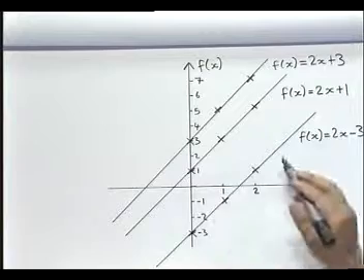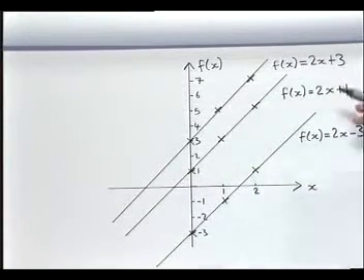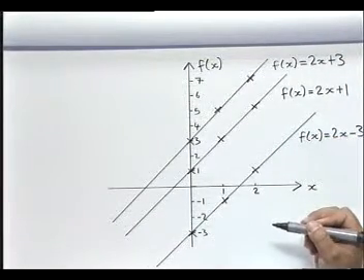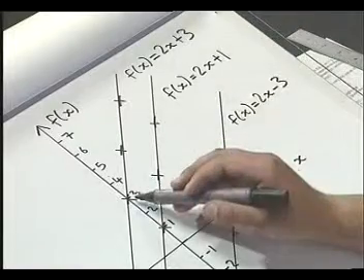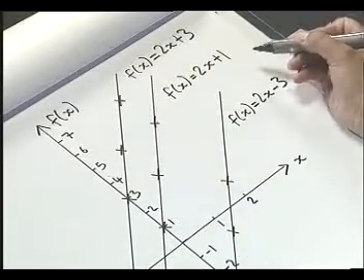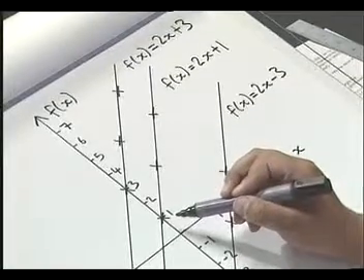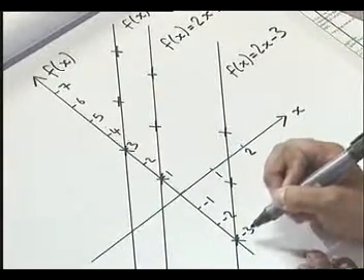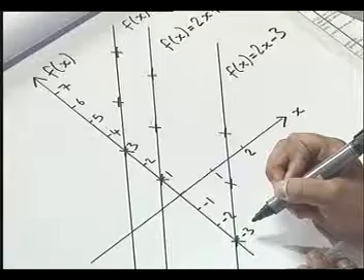Okay, first thing we notice here is that all the graphs are parallel. In fact, they have the same gradient. And that's because, in each case, the value of a was 2. So all the graphs have a gradient of 2. And we also notice that as we varied b, when b was 3, the graph of the function went through 3 on the f of x axis. When b was 1, the graph of the function went through 1 on the f of x axis. And when b was minus 3, the graph of the function went through minus 3 on the f of x axis.